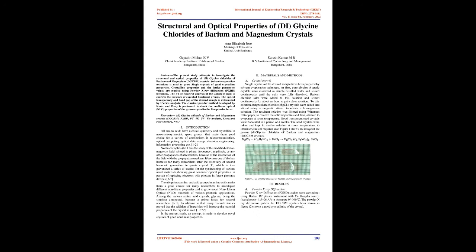Among the various amino acid crystals, glycine, being the simplest compound, became a prime focus for several researchers 8–18. In addition to that, many research studies proved that the addition of impurities will improve the material properties of the crystal as well. 19–22. In the present study, an attempt is made to develop novel crystals of good nonlinear properties.